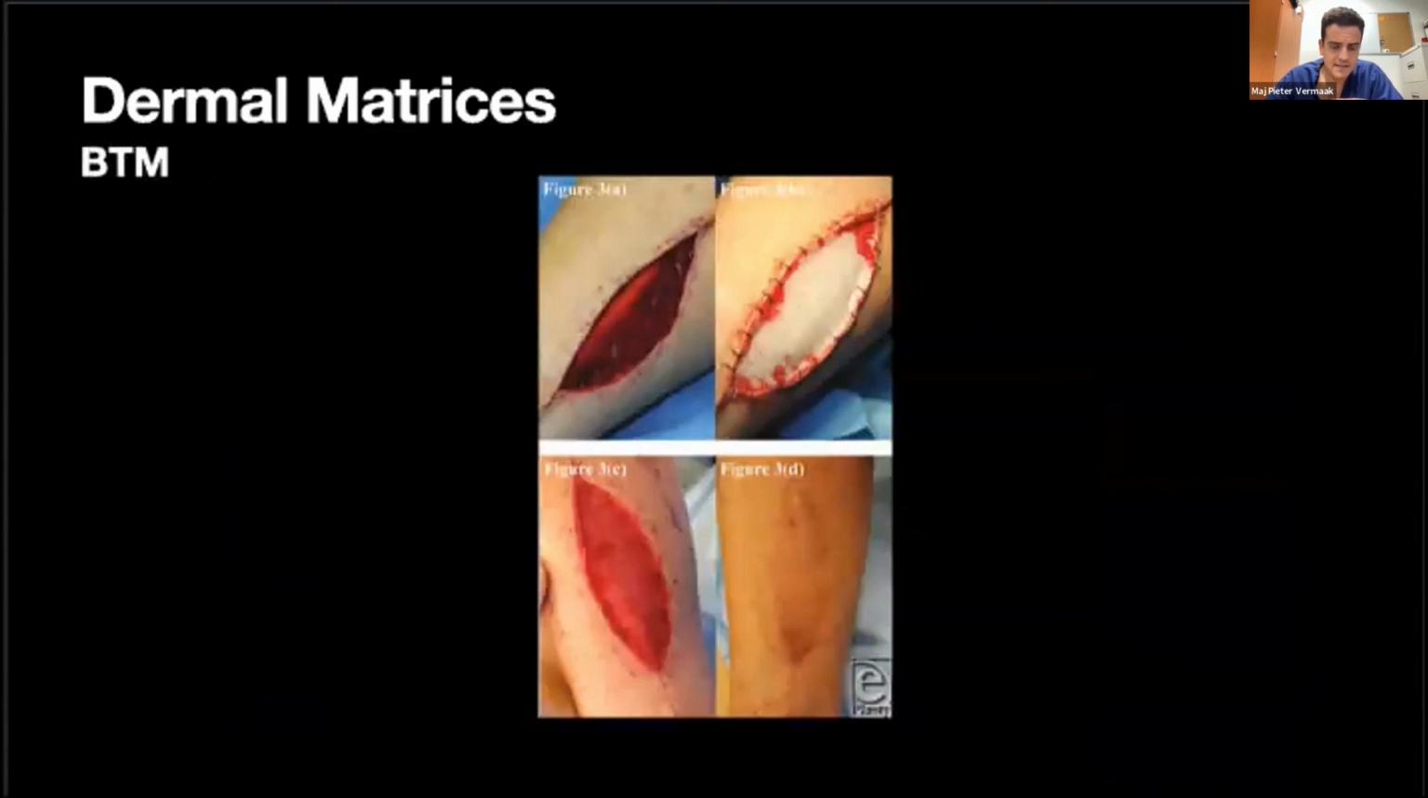BTM. So there's an example of what it looks like once it's healed. That's obviously had a skin graft over the top right at the end, so bottom right. But you can see that it reduces the depth, so that concavity that the wound would have, and the quality of the skin is much better.